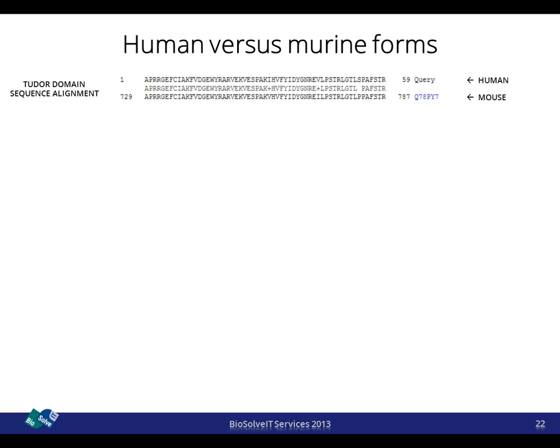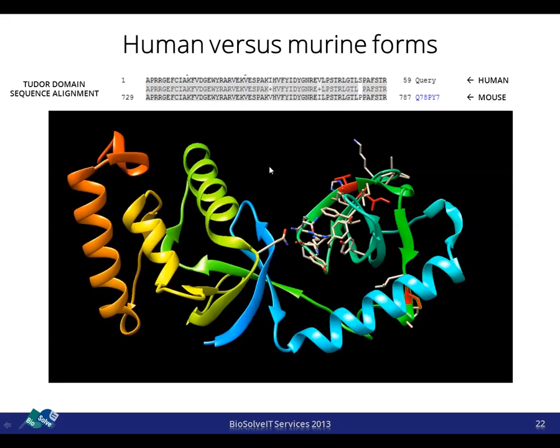So I mentioned earlier about picking the difference between human and mouse forms. What I've done for you here is look in more detail at the BLAST alignments of the human versus mouse tutor domains. And what we can do is line those up, and what we see immediately is that they're very similar overall with some very conservative mutations, only 3 in total. And I picked those out.